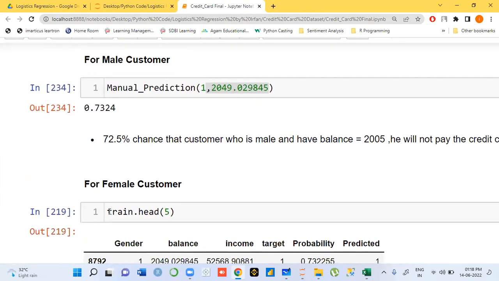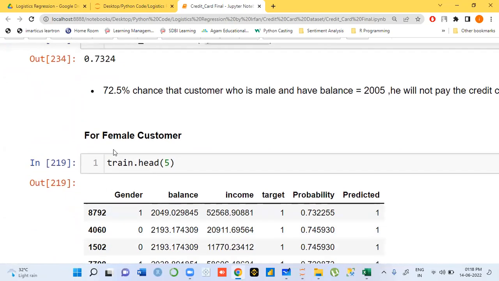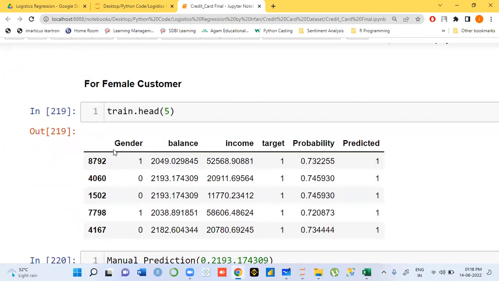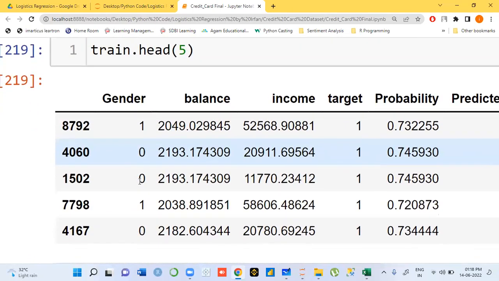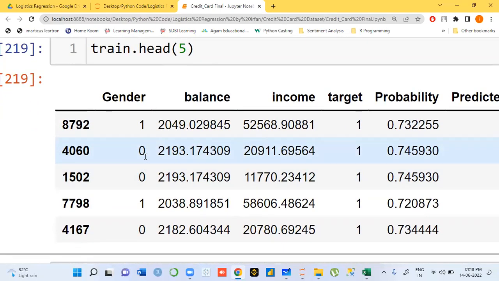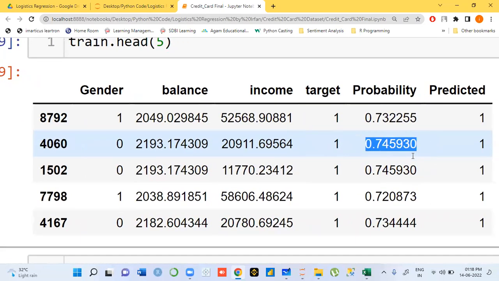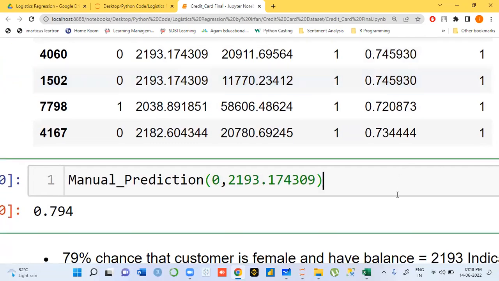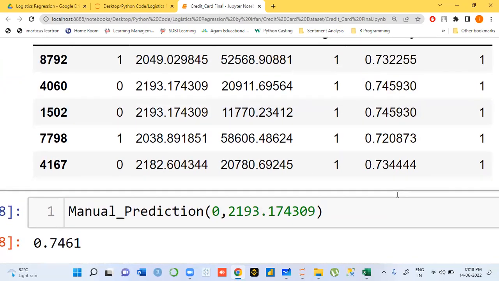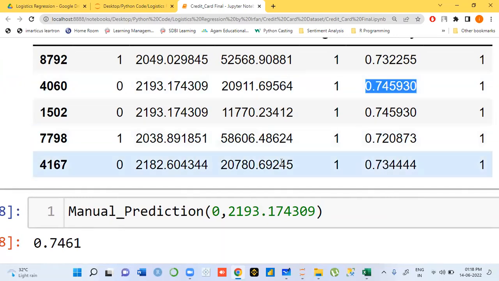Now let's say I want to do it for female. For female, how much is the balance, guys? 2193 and 0 means female. What is the probability? 74.59. Close to the same. Guys, this is not a round number. This one is a round number.